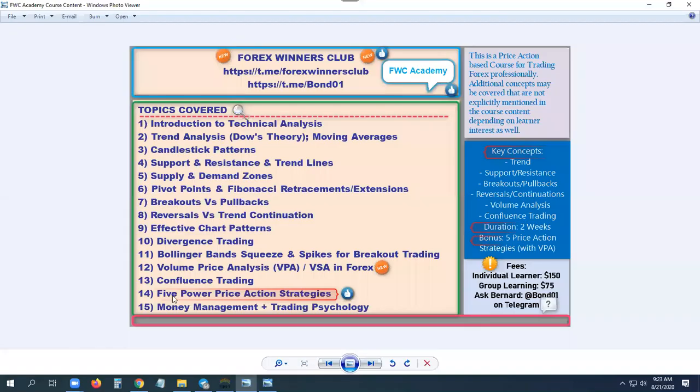When we talk about strategies, the 5 power price action strategies, they all follow the confluence trading technique. Because confluence trading means bring in as many things as will support the decision you are taking. If you want to buy, let them tell you buy. Each of them will tell you buy. Then you'll be more confident to buy.